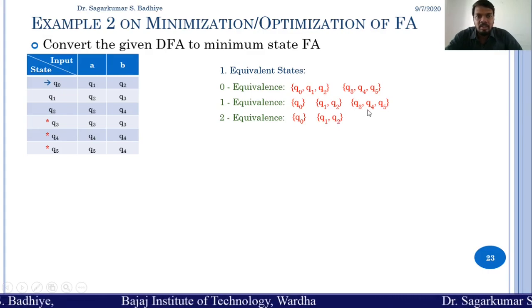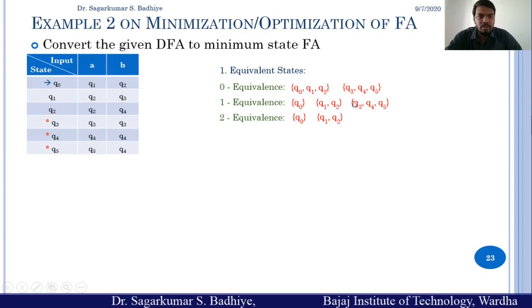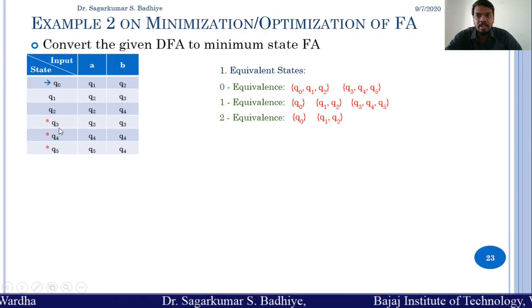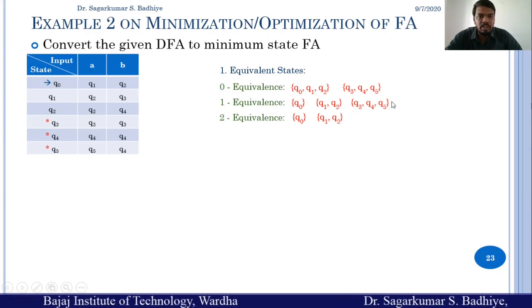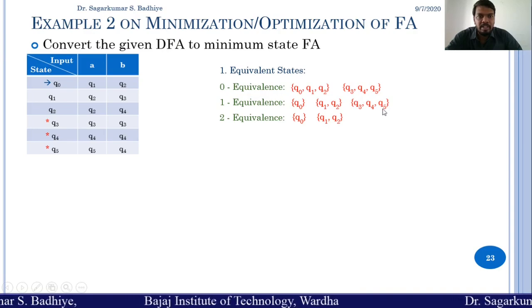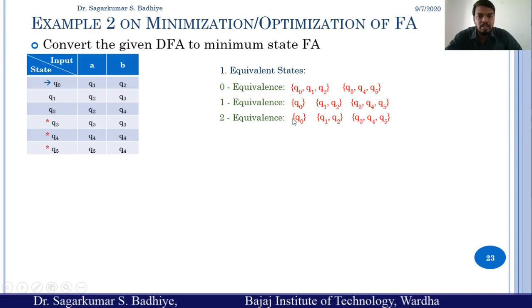Similarly, for the third set of states, Q3 on A goes to Q3, Q4 on A goes to Q4, and Q5 on A goes to Q5 which belongs to this set only. Similarly, Q3 on B goes to Q3, Q4 on B goes to Q4, Q5 on B goes to Q4 which again belongs to this set of states. So we cannot partition them into separate states, and Q3, Q4, Q5 are also two equivalent. So this set of states is a two equivalent set.